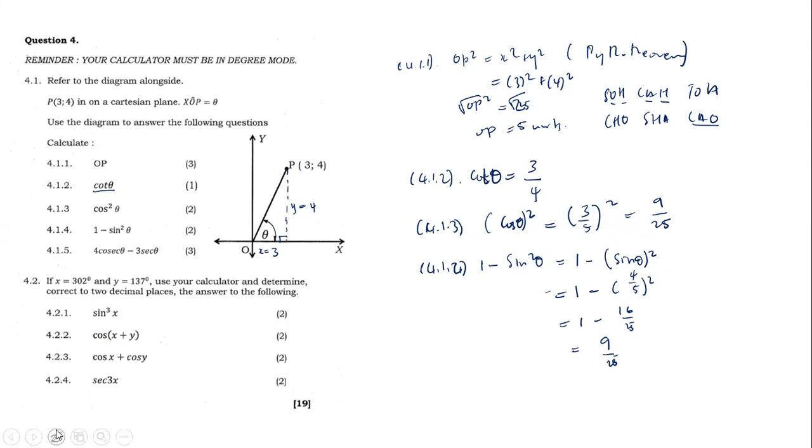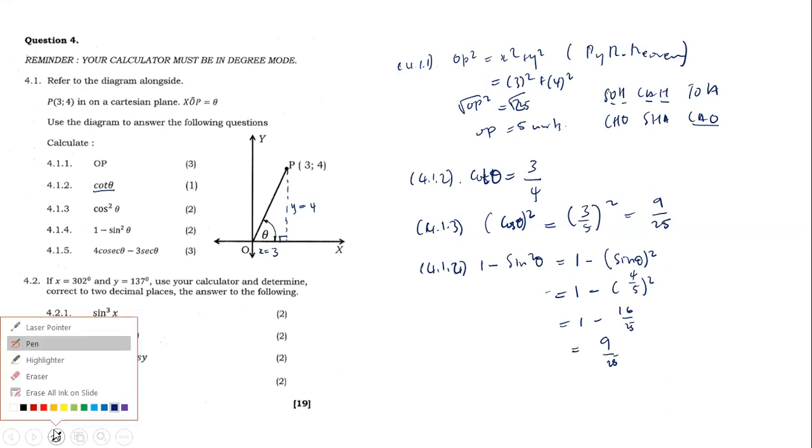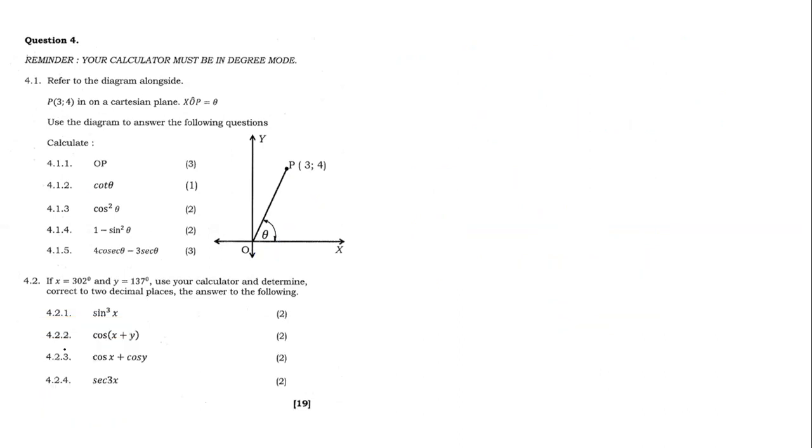Now, let us do 4.15. We want to determine the 4 cosec theta subtract 3 sec theta.